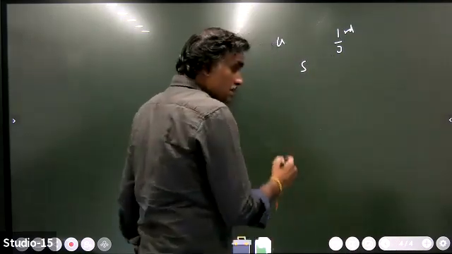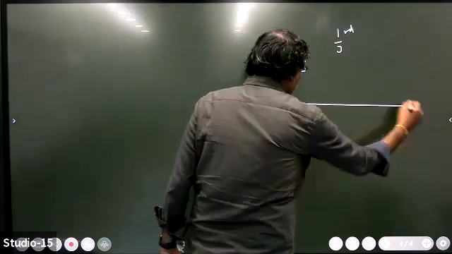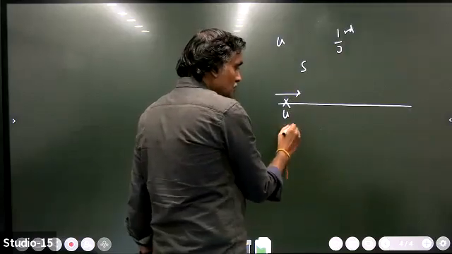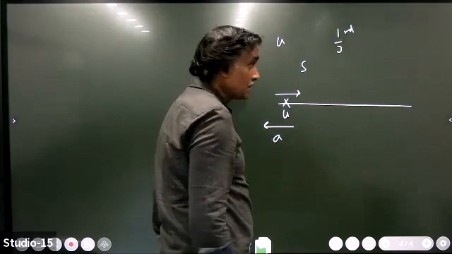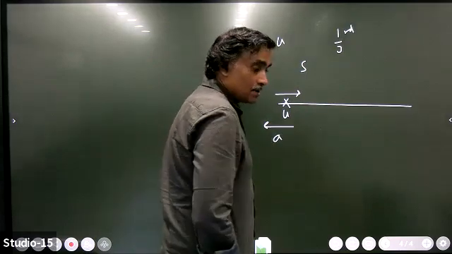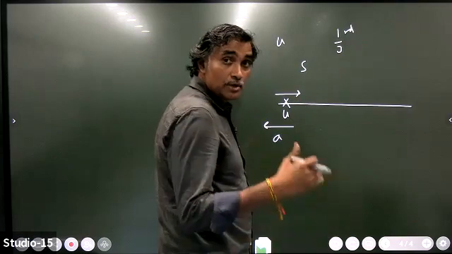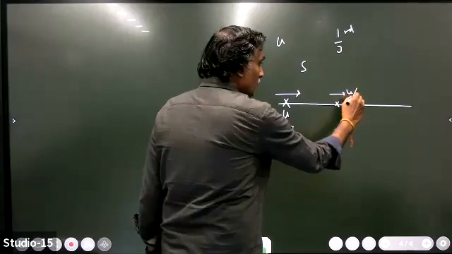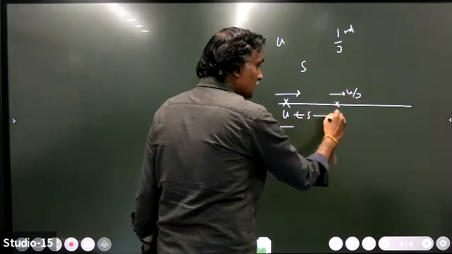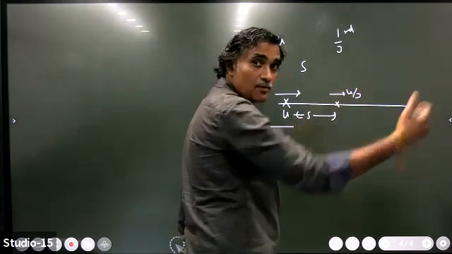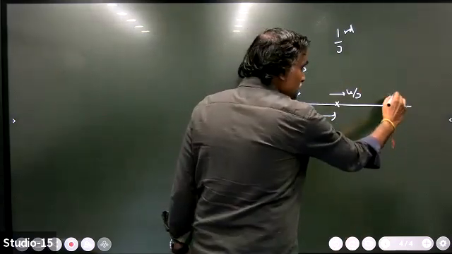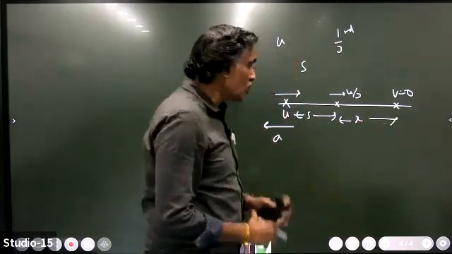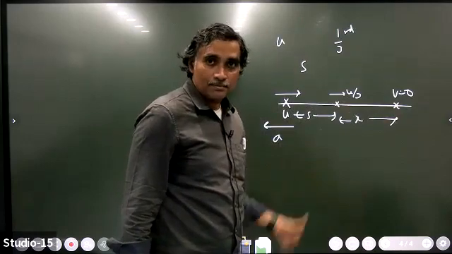What is the initial velocity? U. Once brakes are applied, it will be retarding, so acceleration will be opposite to the direction of velocity. Then what is the distance it has traveled before its velocity has become 1/3, meaning U by 3? Displacement is S. And what further distance does it travel before it stops, meaning final velocity becomes 0? Let us say that further distance is x. Throughout, acceleration is the same, that is, retardation is the same.